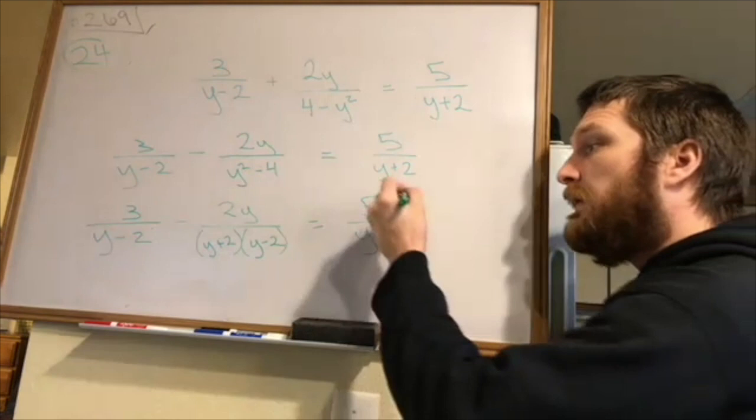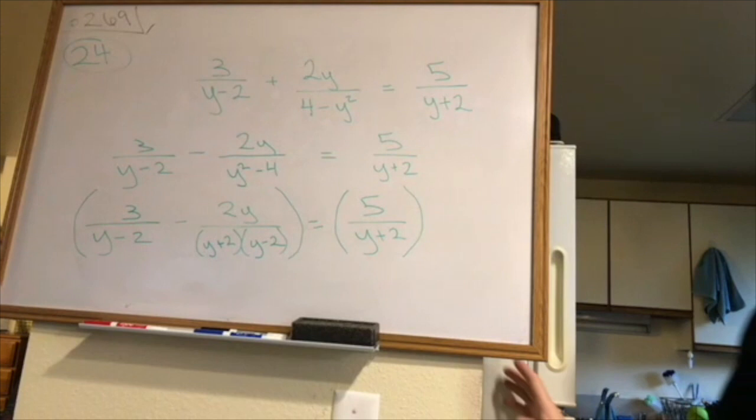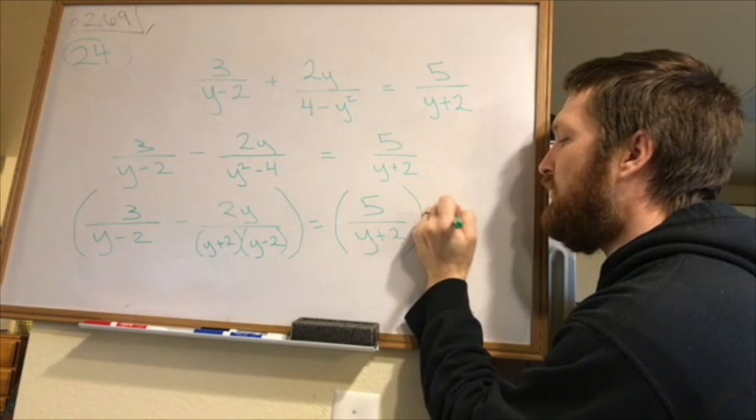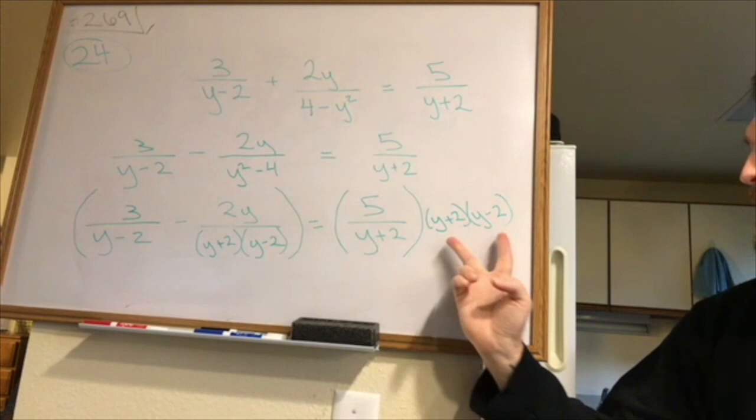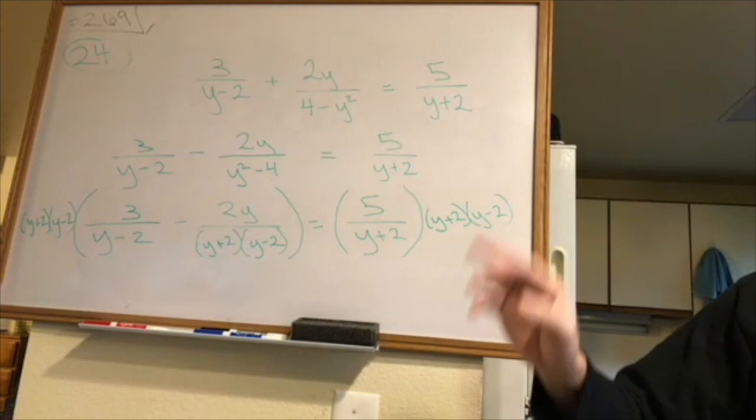So now I'm going to kill denominators using parentheses. What do I need to multiply to kill every one of these denominators? Y plus 2 and y minus 2. Right, and we don't need any more. That is all we need to worry about right now. So I'm going to do that on this side. I'm going to do it on that side. Y plus 2, y minus 2. Okay. So this guy jumps in, and what happens with the first term? What am I left with?